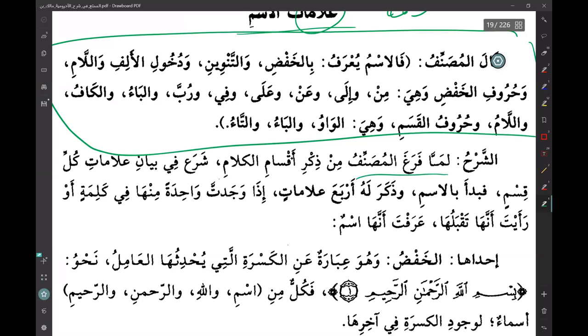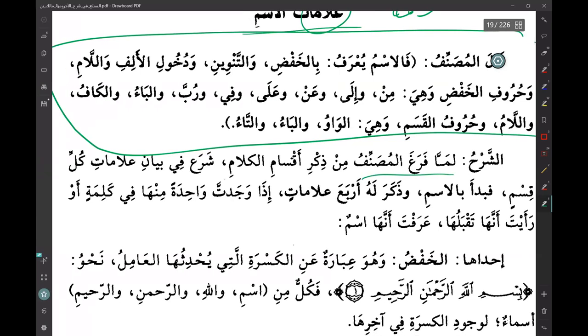You're following? This is where I'm reading from. When I read, I'm just reading so that I'm not missing something, and if there's anything interesting, I will definitely explain to you. And if there is any word that I think you should know, I'll also explain. So don't get too overwhelmed by all of this reading. لما فرغ المصنف من ذكر أقسام الكلام, when the author, okay, musannif, this word you have to know.